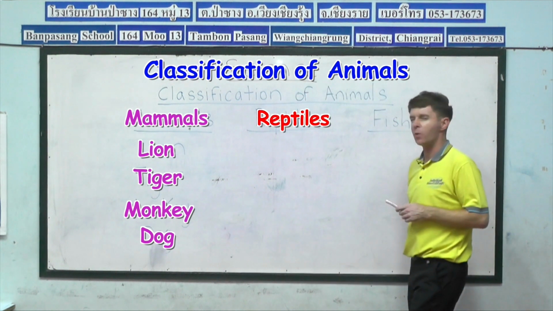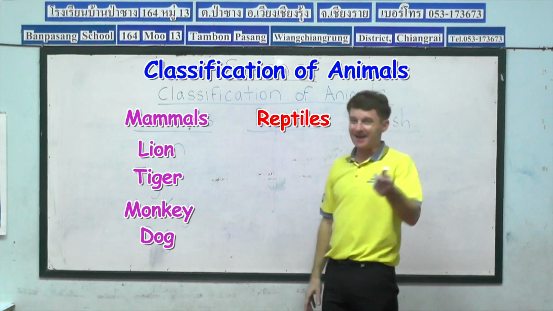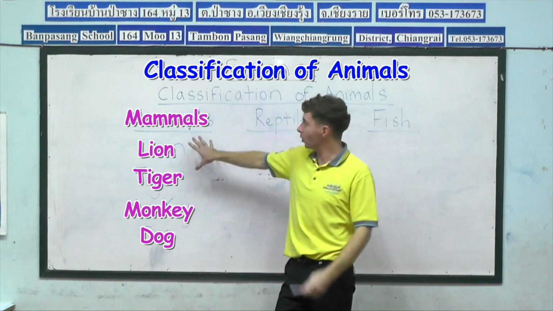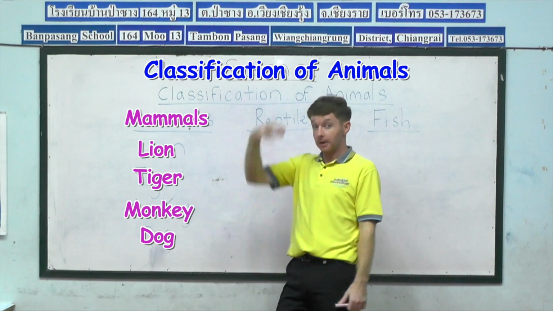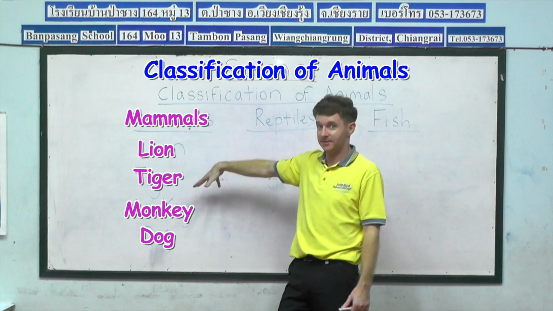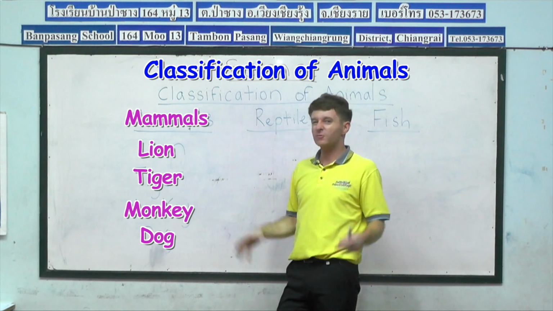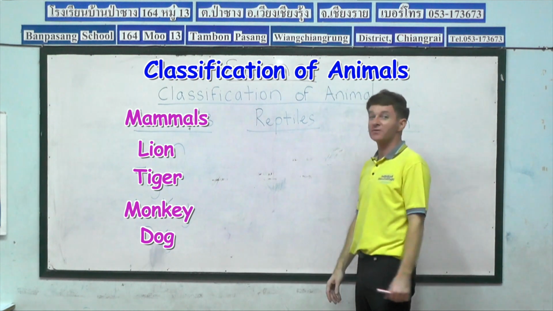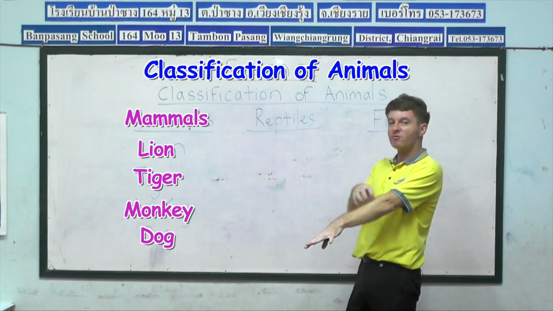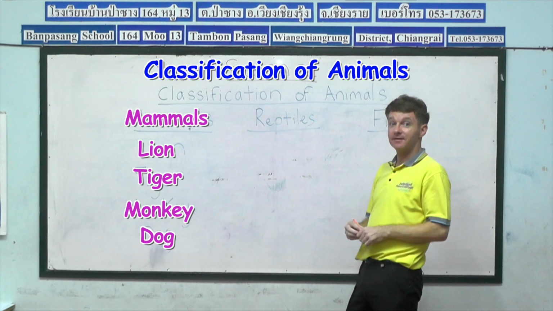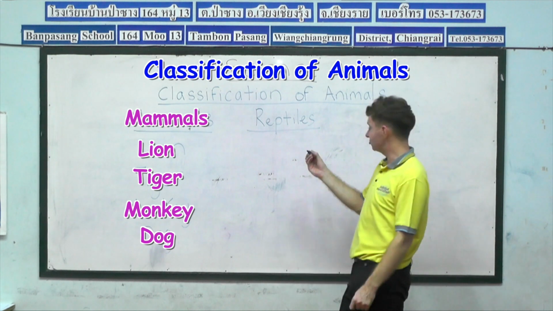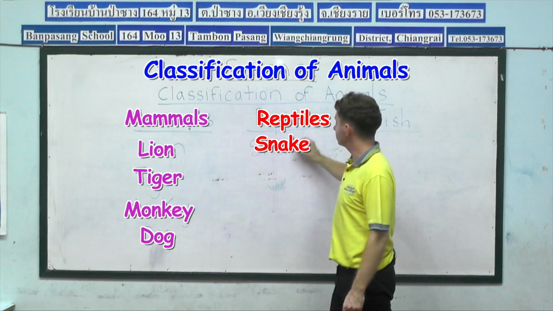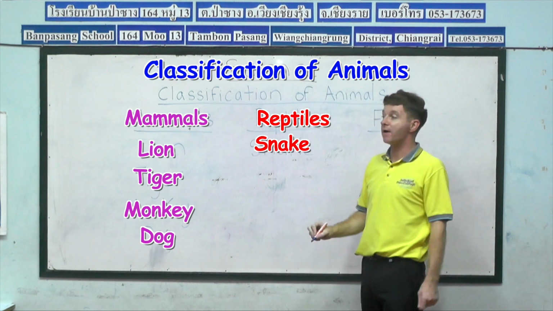Now, our next group were reptiles. Yes, a very good example of a reptile is a snake. Notice how all of the mammals, including us, have hair or fur. That's what makes them one of the types of mammals. But reptiles, they don't have hair or fur. They have dry, scaly skin. And an excellent example, snake. Very good.